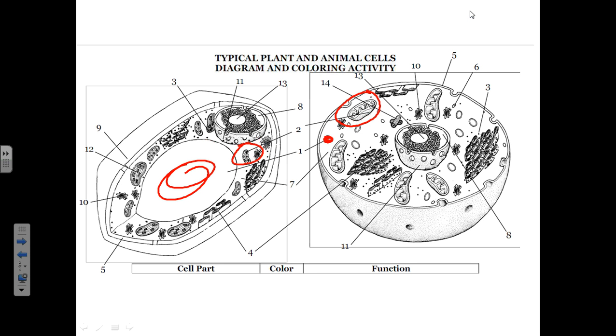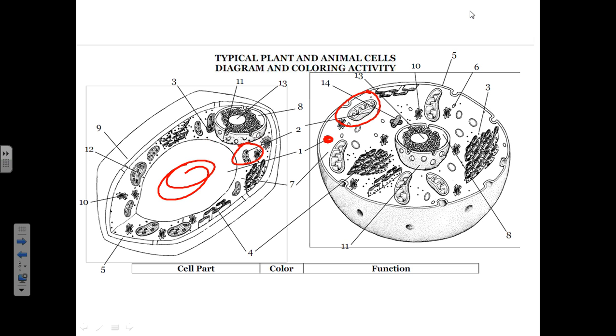All right, number 3. Where's 3? 3 are just these little bitty dots. Some of them are just sort of floating around out in the open. Some of them are on top of the ER. Both cells have them. I don't see them labeled in this plant diagram. Yeah, there they are. These little dots. What are they? Ribosomes. And remember, those are the structures in a cell that make what? Protein. Protein synthesis. Plant cells have them. Animal cells have them.